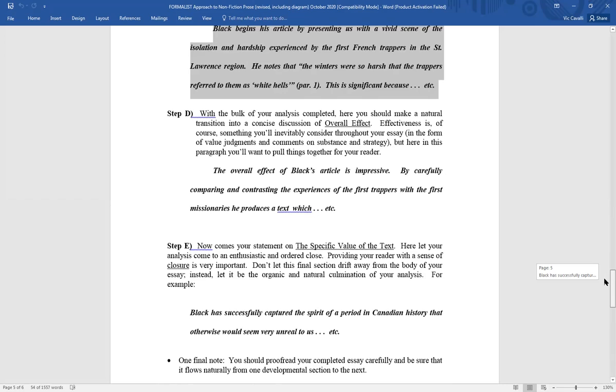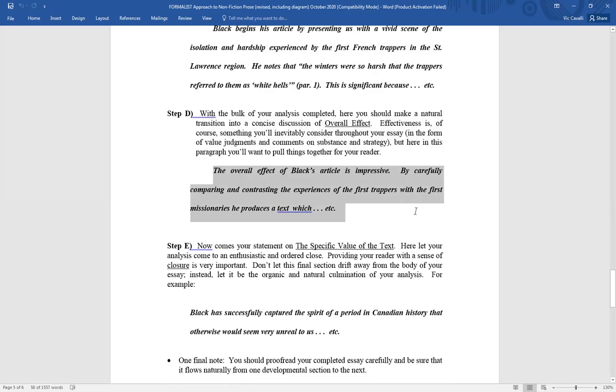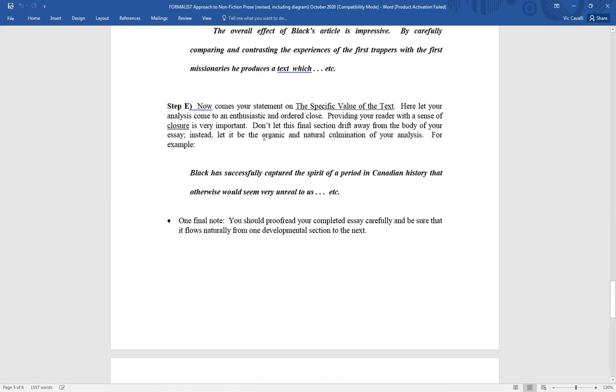Once you get to the end of that, to finish off your essay, as it says here, with the bulk of your analysis completed, you should make a natural transition into a concise discussion of overall effect. And there you see it, very simply. The overall effect of Black's article is impressive. By carefully comparing and contrasting the experiences of the first trappers with the first missionaries, he produces a text which, etc. And then a final statement of the value of the text. Black has successfully captured the spirit of a period in Canadian history that otherwise would seem very unreal to us.